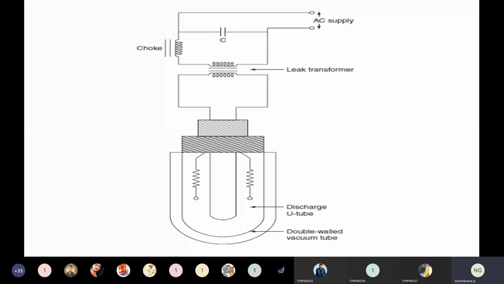If you have any doubts in the figure, you can ask. It's a very simple structure.